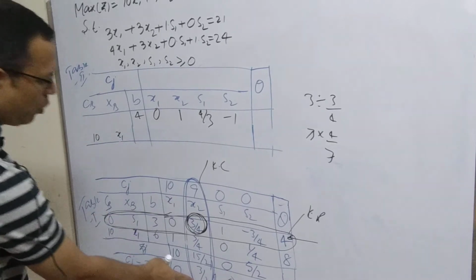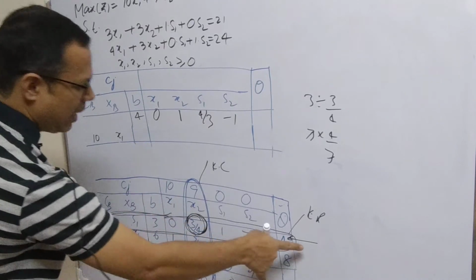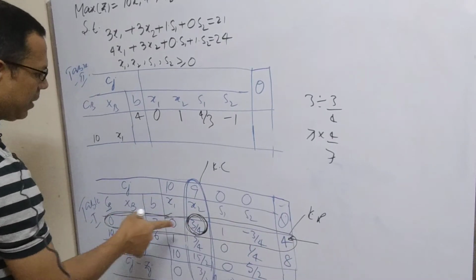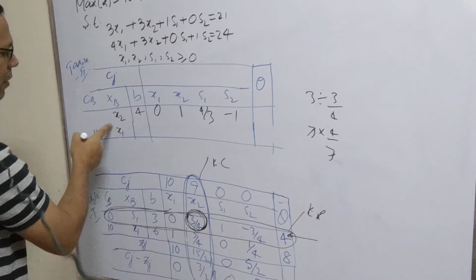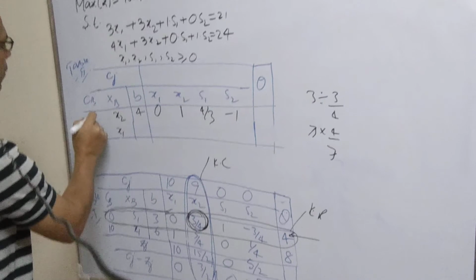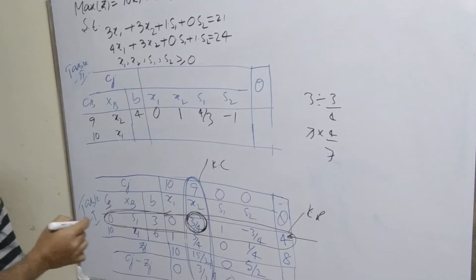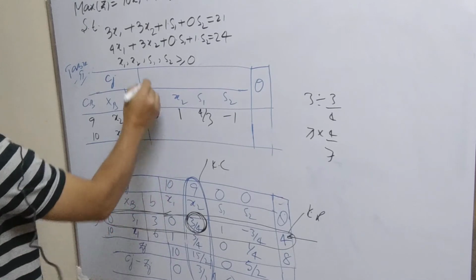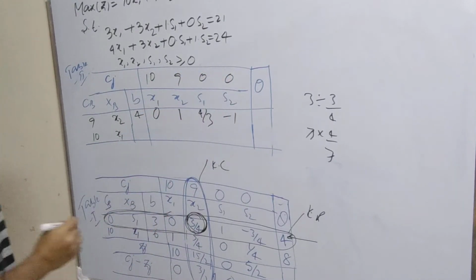Which variable is going to enter? You can see here x2 is going to enter the basis, and s1 is going to leave the basis. It means at the position of s1 we need to write x2. Once you have written x2, go to its coefficient and write it here. Up to this step I think you have got this. Here we are not going to make changes, so just copy 10, 9, 0, 0.